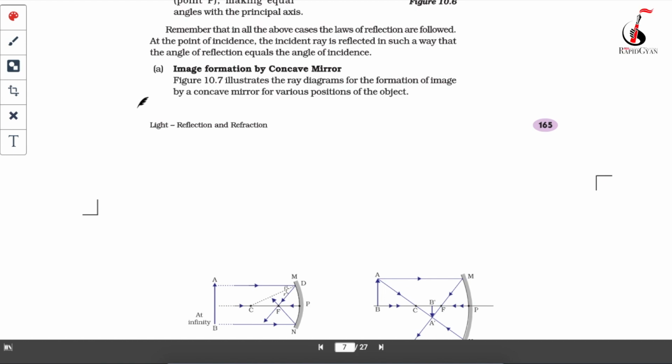Hello everyone. So in this video we are going to study the image formation by concave mirror as well as convex mirror. Okay.